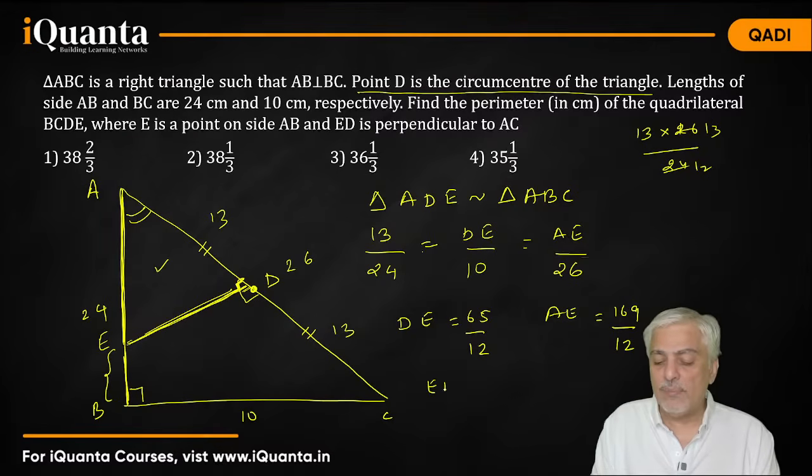Now you want to find EB. What will EB come out to be? 24, that is AB minus AE. 24 minus 169 upon 12.